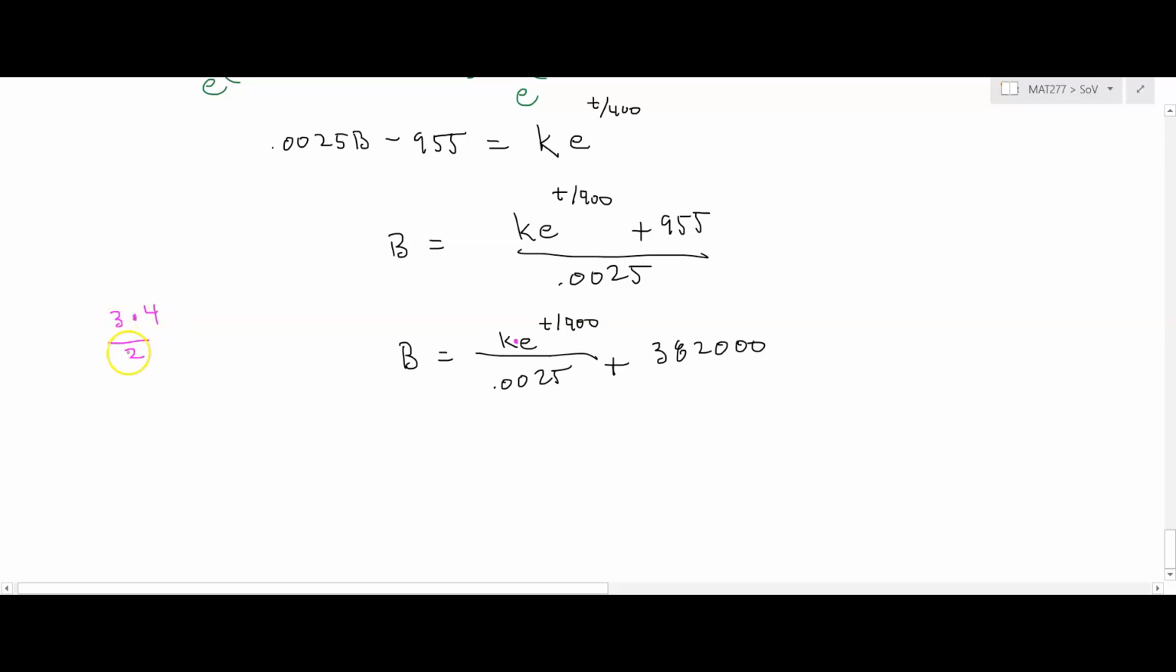Or I could divide the 4 by 2, factor out a 2 from the numerator, in other words, cancel out the 2's, and I'd have 3 times 2, which is 6. Or I could take 3 divided by 2, which is 1.5. 1.5 times 4 is 6.